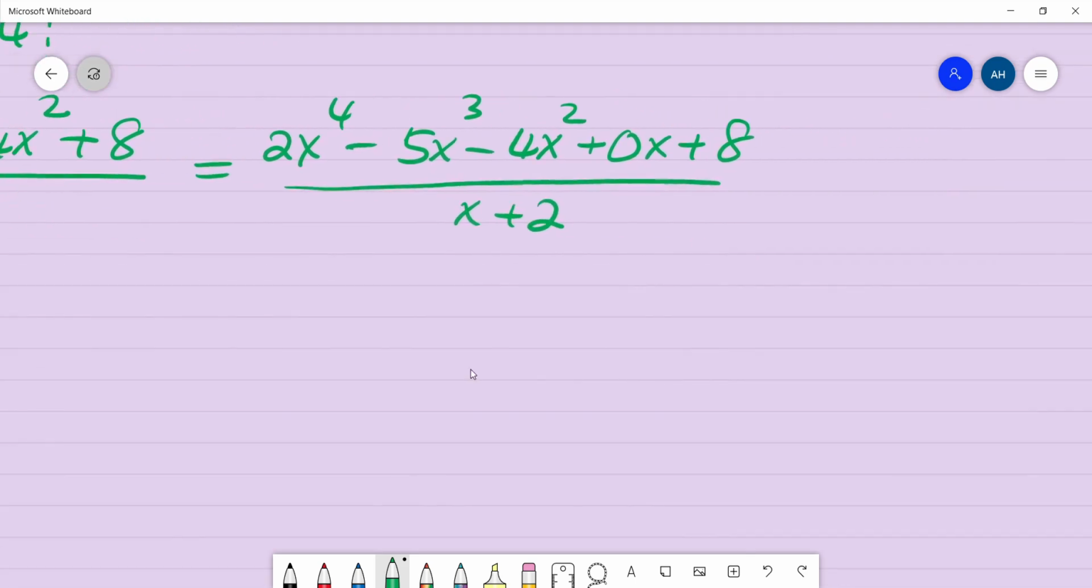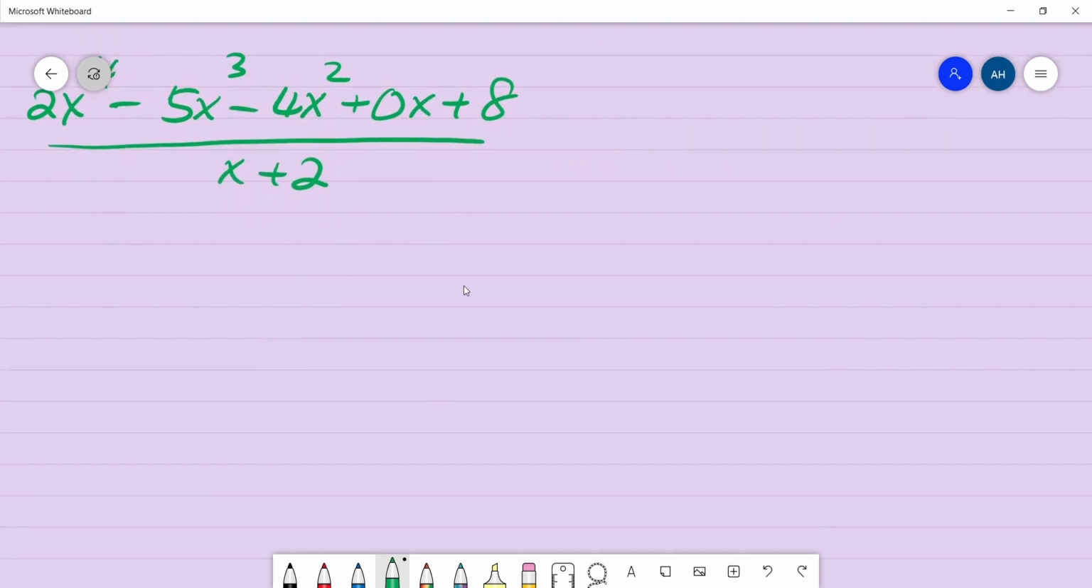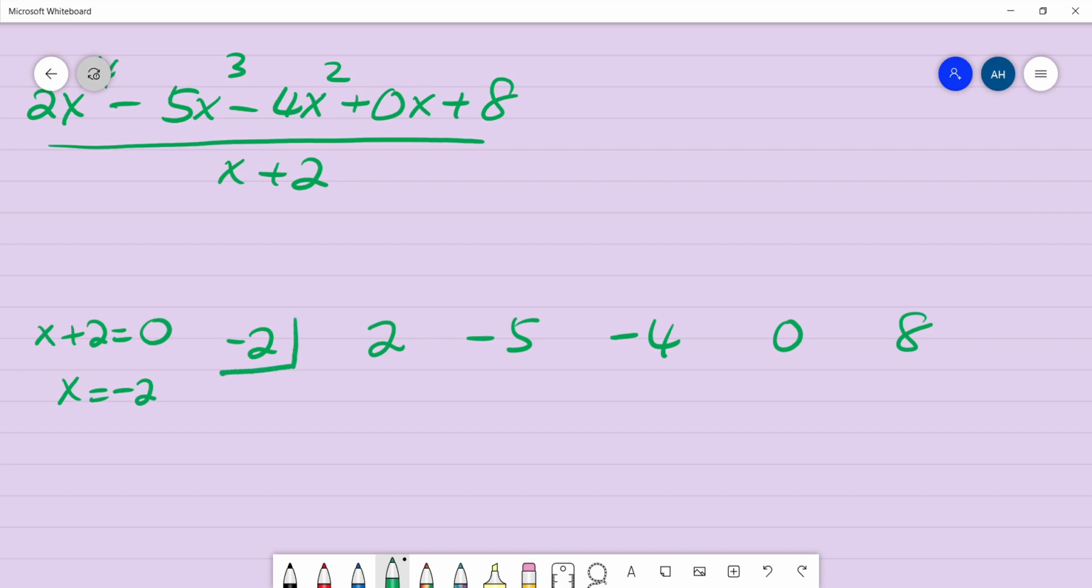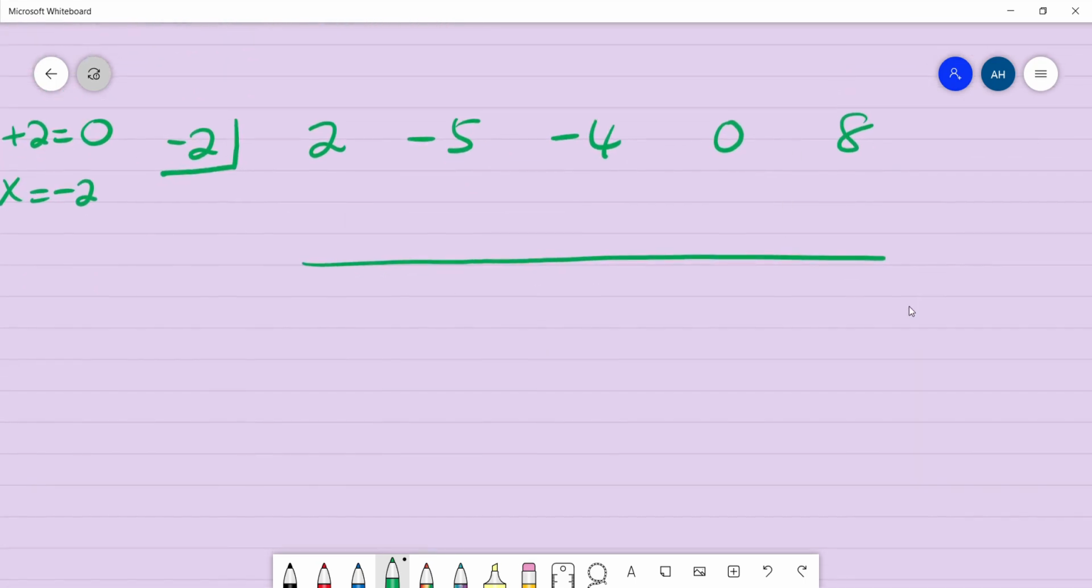Now let's write down the coefficients only for each of the terms. We have coefficient 2, negative 5, negative 4, 0, and 8. Now x plus 2 is equal to 0, so x equals negative 2, so we write negative 2 over here like this. This is our line. Now we write down 2, just copy down this 2 over there.